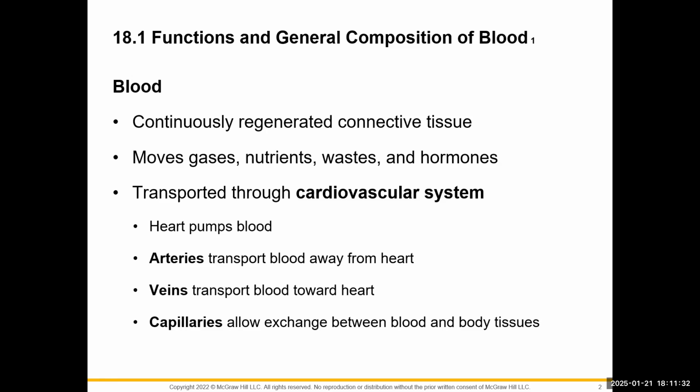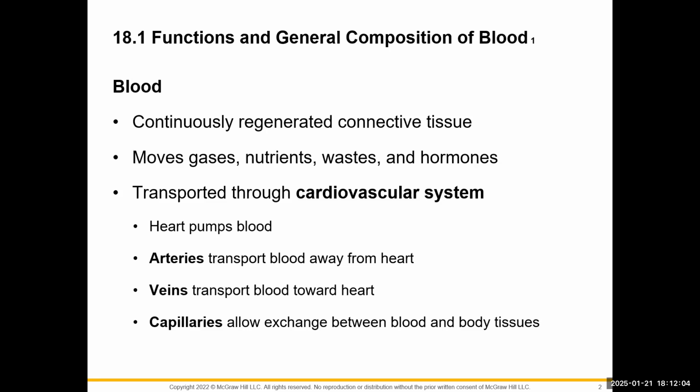The circulatory system is part of the cardiovascular system. The cardiovascular system includes our heart. The heart pumps the blood, and when the blood exits the heart, it exits through the arteries. The definition of an artery is a blood vessel that transports blood away from the heart. The definition of a vein is a blood vessel that transports blood towards the heart. So arteries carry blood away from the heart, veins carry blood towards the heart.